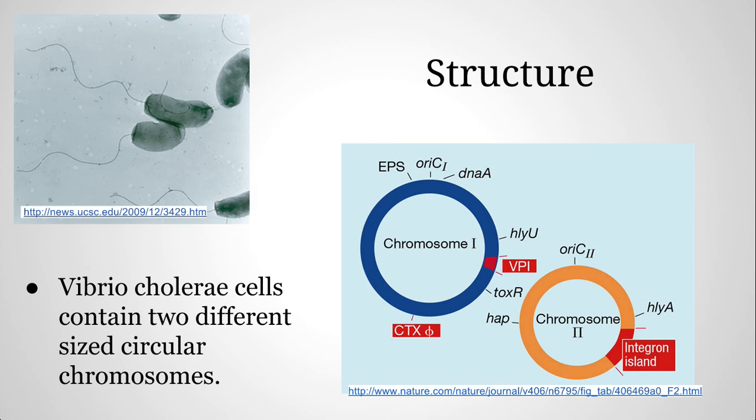So this diagram gives you an idea of the two circular chromosomes which make up Vibrio cholerae cells. The red sections of these chromosomes illustrate the portion of DNA that were acquired from other organisms. ORIC1 and ORIC2 represent the unique origins of replication. DNA A encodes a protein that's likely to initiate replication of chromosome 1. The other sections play various roles in the cell's toxicity, so whether or not it is a pathogen, because not all Vibrio cholerae cells are pathogenic.